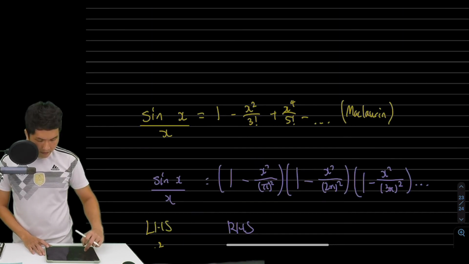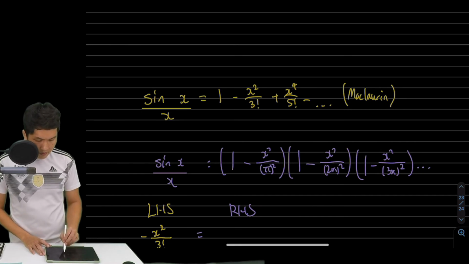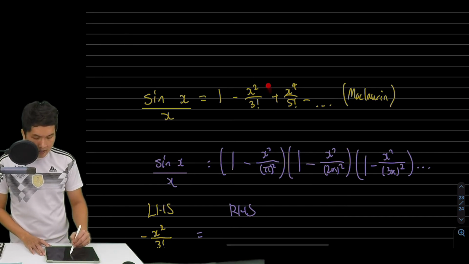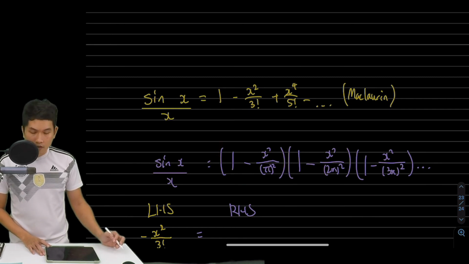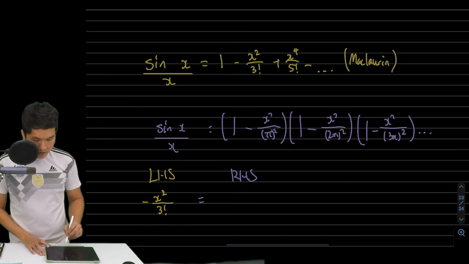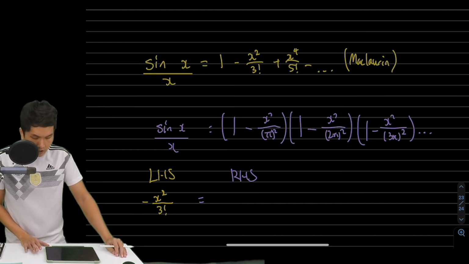Okay, so now I have sine of x over x, and I have my Maclaurin series this way, and my infinite product this way. Next, I'm going to compare the coefficients of the x squared term. Compare this and the coefficient of the x squared term of this infinite product. Okay, so on the left hand side, I have the x squared term using Maclaurin series, and on the right hand side, I'm going to write down the x squared term from the infinite product.